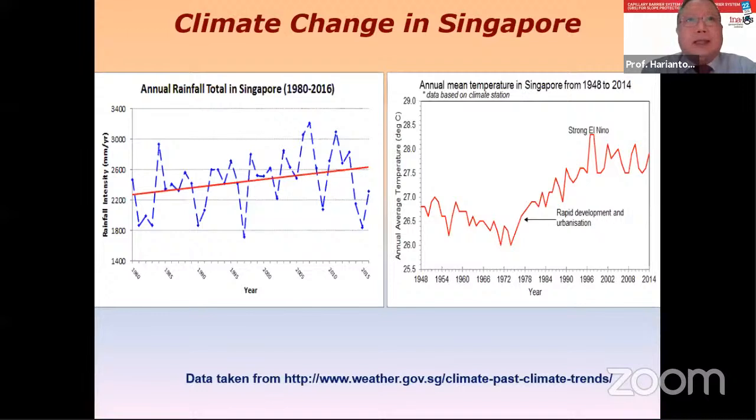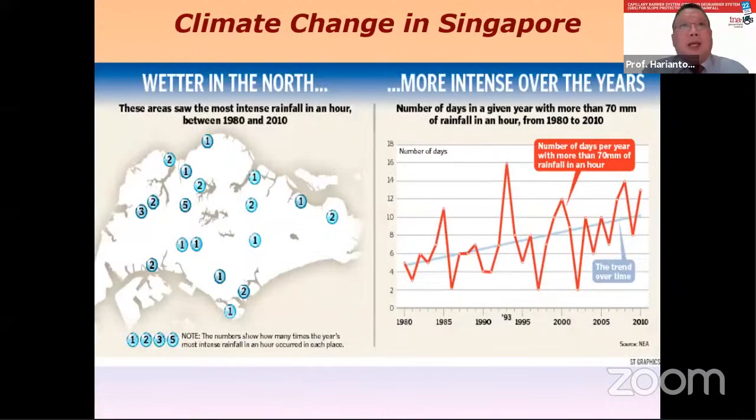This is just an example for the Singapore case. The rainfall intensity increases throughout the year, and also the annual mean temperature. Of course, this is only the period until 2016 and 2014. If we look at the area that saw the most intense rainfall in one hour, quite a number of areas in this small location experience very high intensity rainfall.